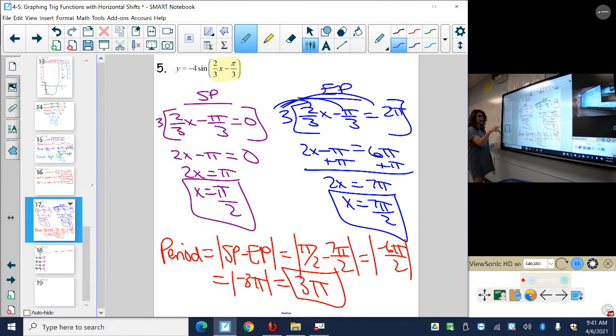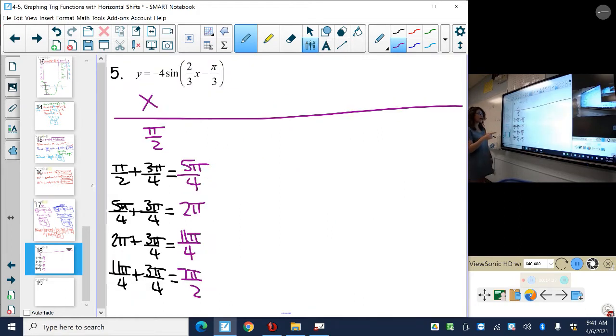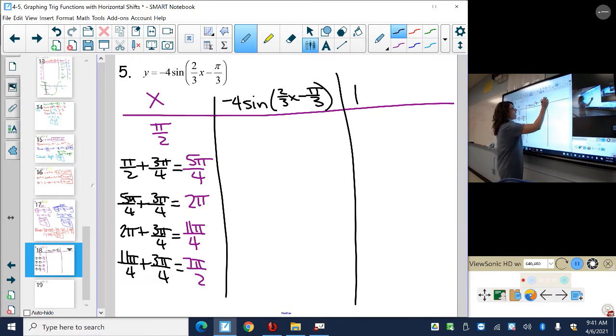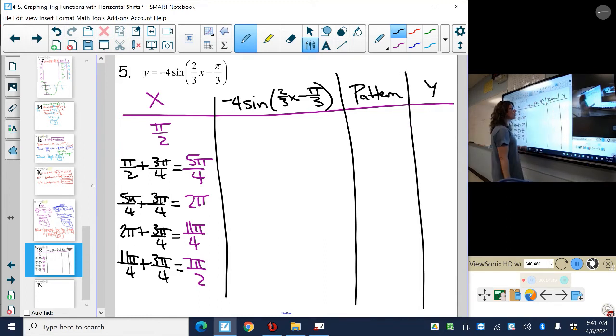Which, that is where I was supposed to end. So now I have all my values. Those values were all super important. These purple values are the values that you're going to be using as your x values on your graph. Then you're going to have the negative 4 times the sine of 2/3 x minus pi over 3. Then you're going to have the pattern. And then you're going to have your y value.